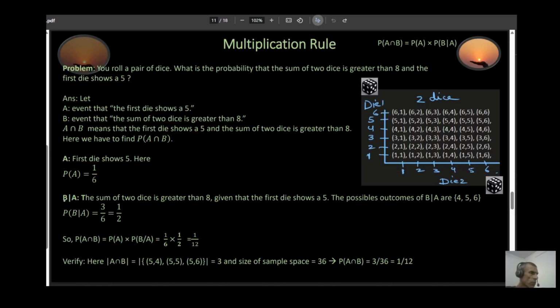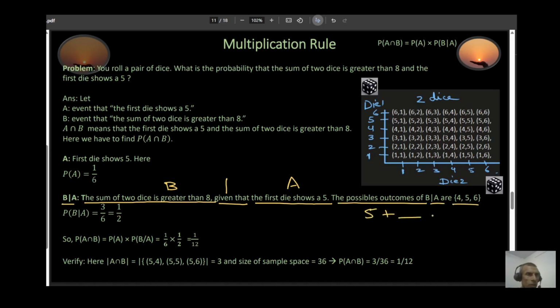Okay, now let's focus on B given that A. In other words, the sum of the two dice is greater than 8. So this is my B. Given that, this would be my vertical sign right here: the first die shows a 5, A. The possible outcomes of B, given that A, are these numbers. That makes sense, because if your first die shows 5, then what are these numbers so that your answer should be greater than 8?